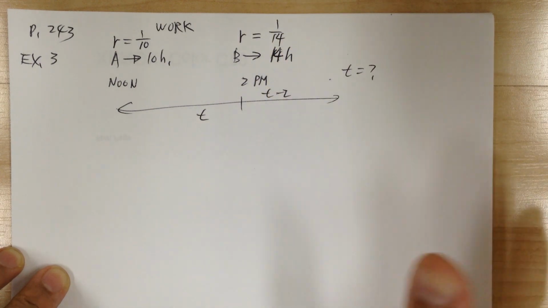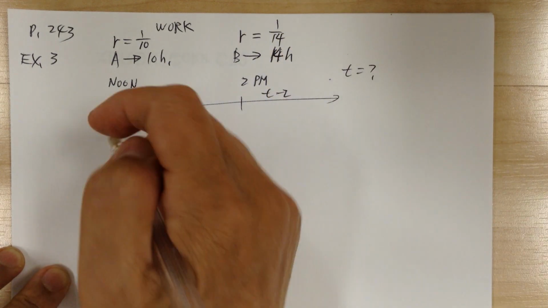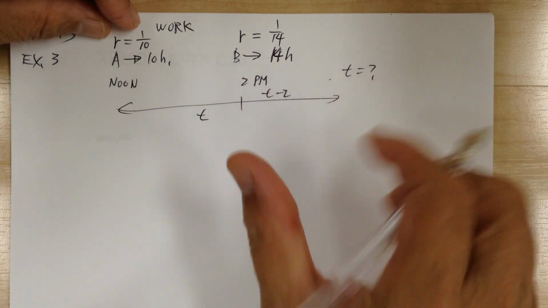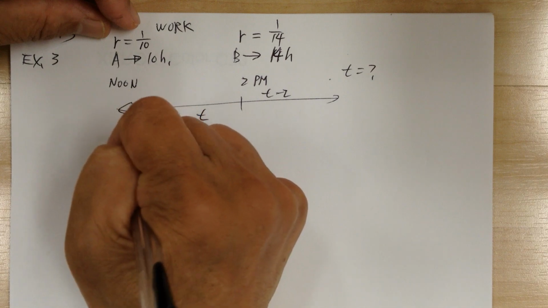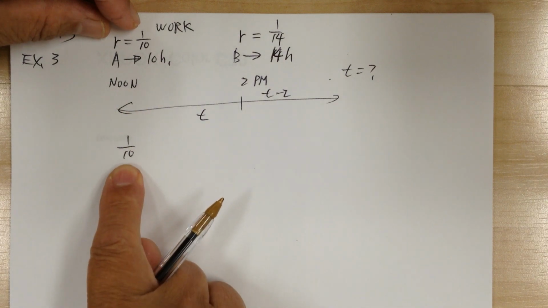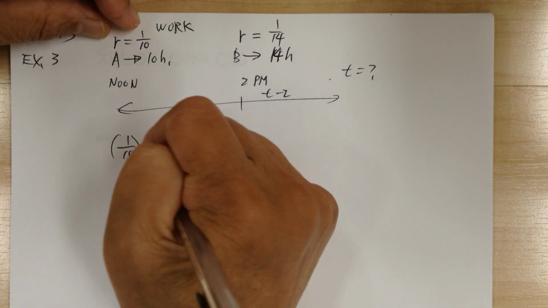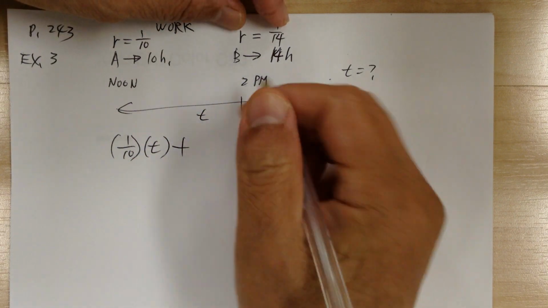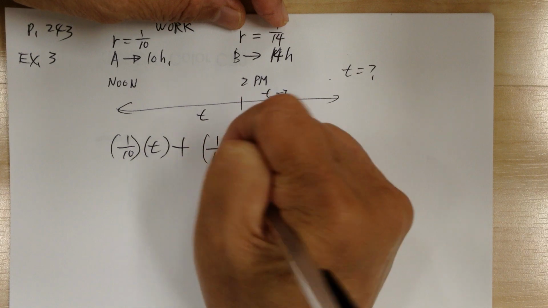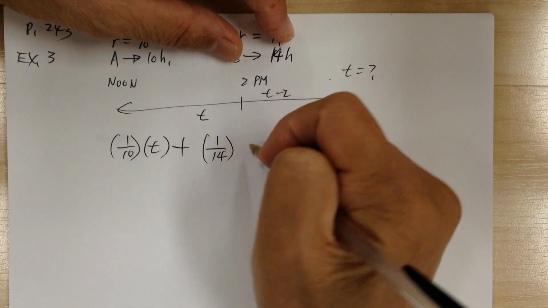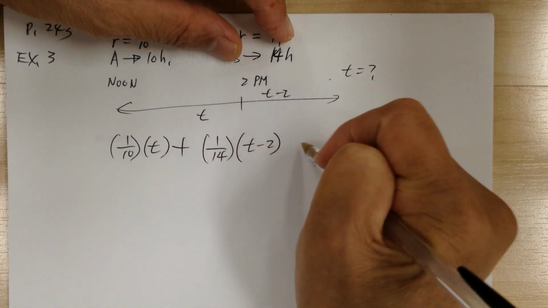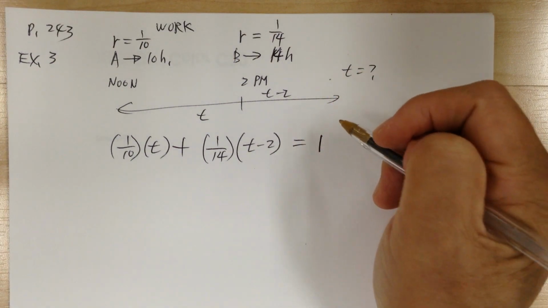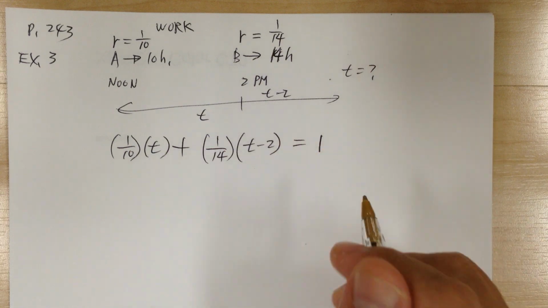Okay. So now to write your equation, you're going to use the rate times time equals the whole thing. So every hour it's going to do 1/10 of the job, and you're going to multiply by the number of hours. Plus this one, every hour it's going to do 1/14, times the number of time, which is T minus 2. And this is going to be equal to 1 job. So again, this whole thing is 1 job.